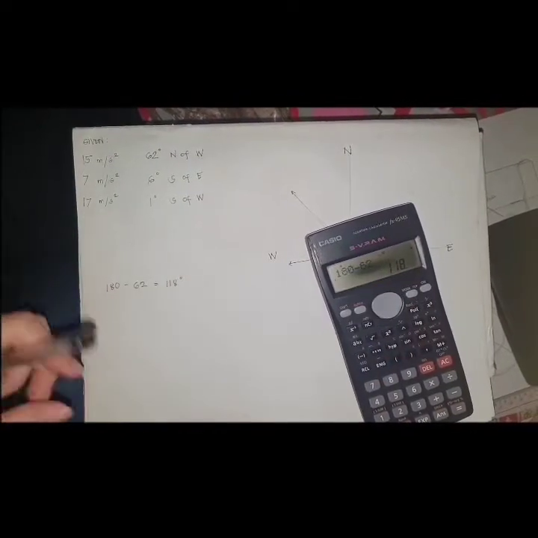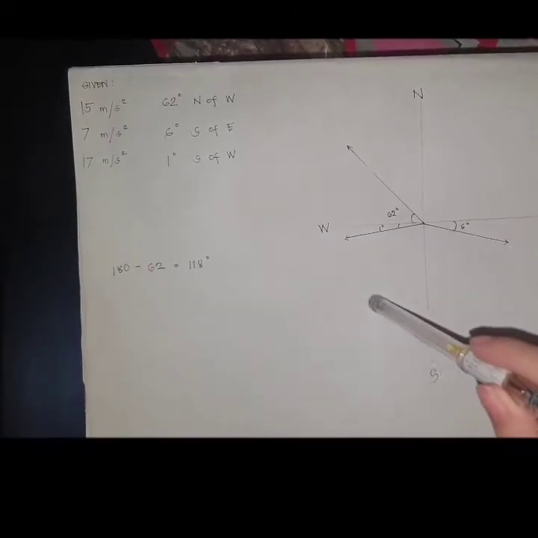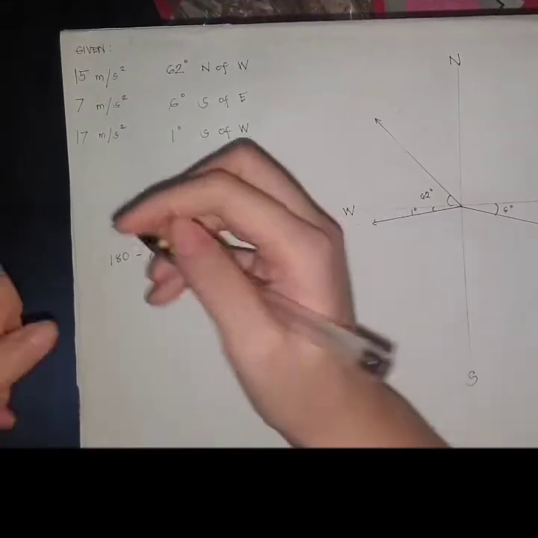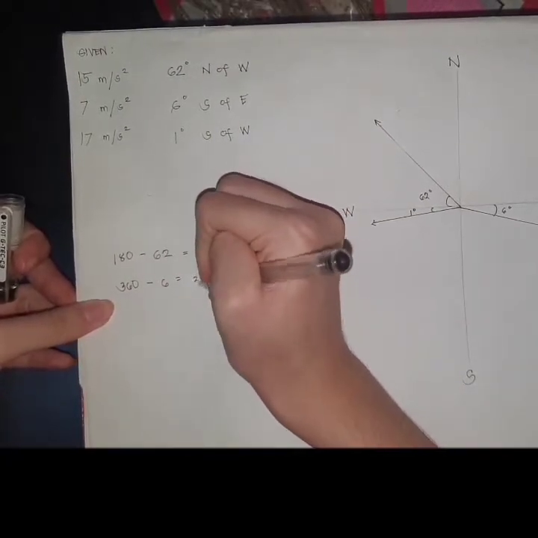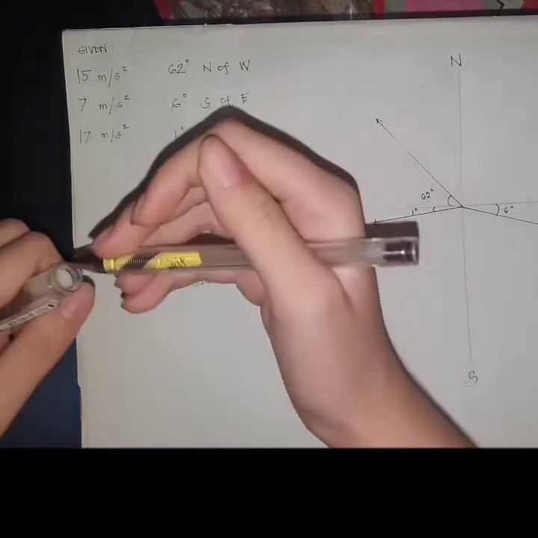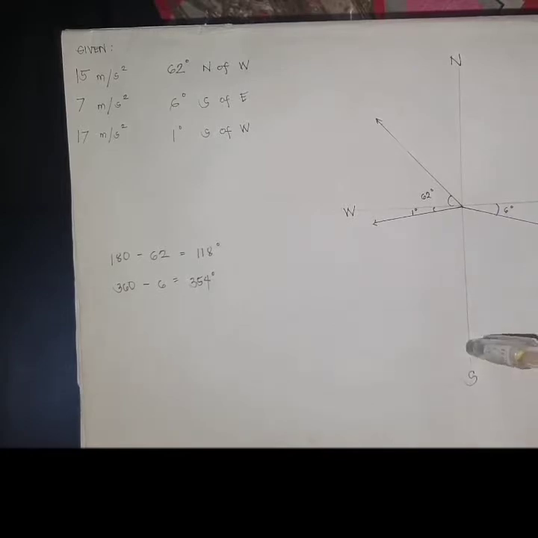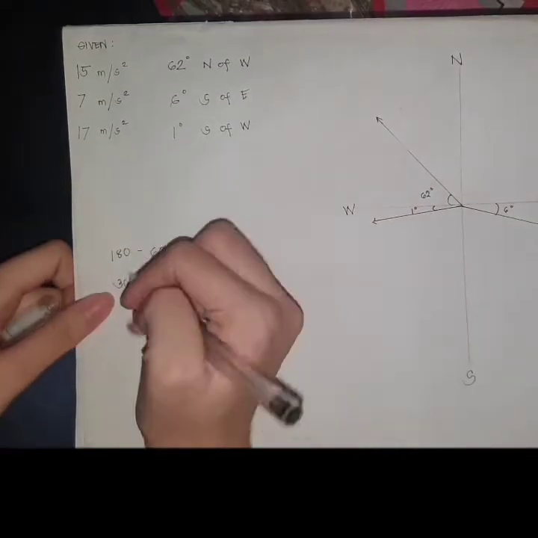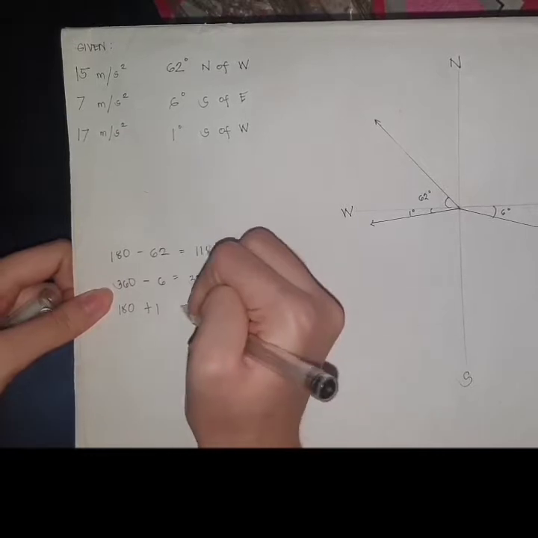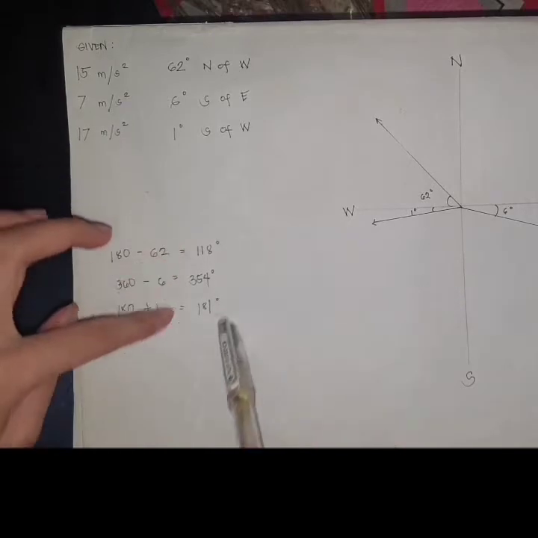Next, since it locates on southeast, the movement here is like a full circle, so we're gonna subtract 6 from 360, which is 354 degrees. Our next is 1 degree south of west. This time we're gonna add 1 to 180. So 180 plus 1 is equal to 181 degrees. So we have now our theta for each given.